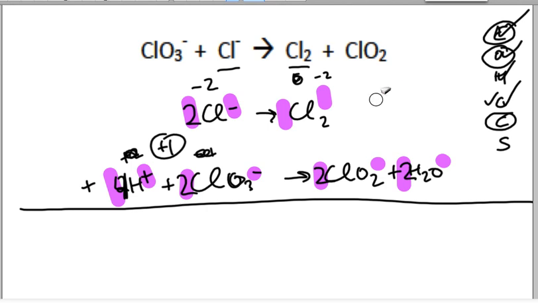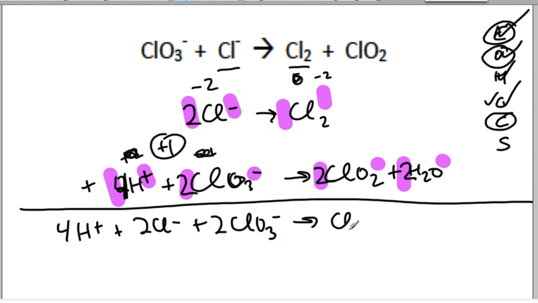Now what I do is anything else left over, in this case, Tetris is down to the answer line. So 4 H+ plus 2 Cl- plus 2 ClO3- arrow Cl2 plus 2 ClO2 plus 2 H2O. Bam. Done. That's how you balance it.